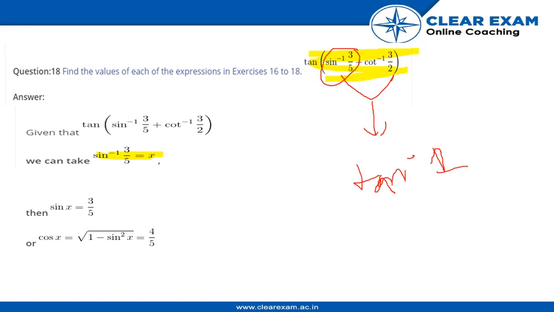Sine x is equal to 3 upon 5, and cos x is equal to root of 1 minus sine square x. This comes from the identity sine square x plus cos square x is equal to 1. So we just arrange the terms and get this. I hope you all are getting the same idea. Now we write cos x is equal to root of 1 minus sine square x. Put the value of sine x from here, and we get cos x is equal to 4 upon 5. Let's move to the next slide.